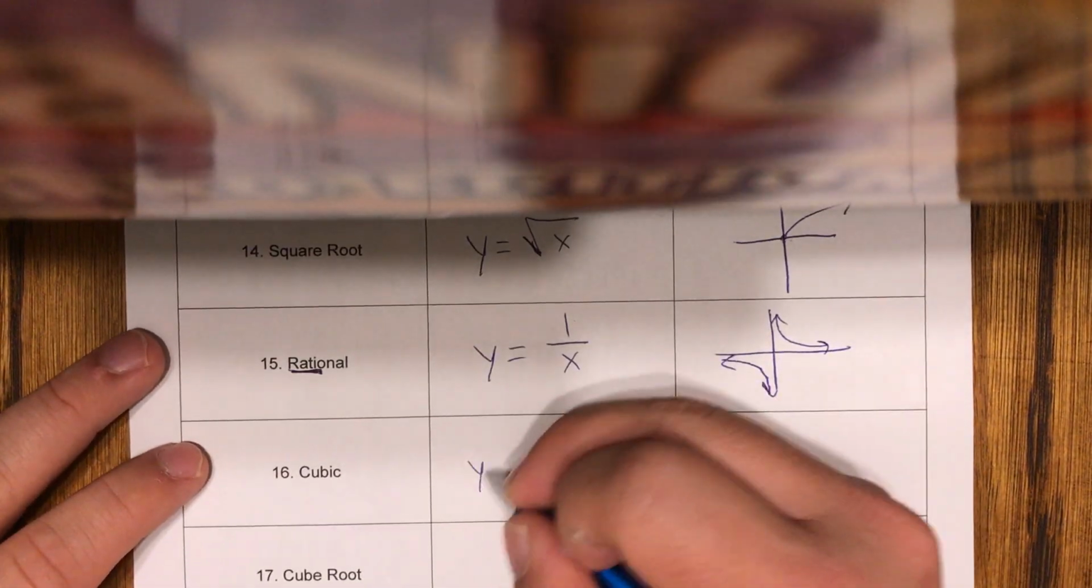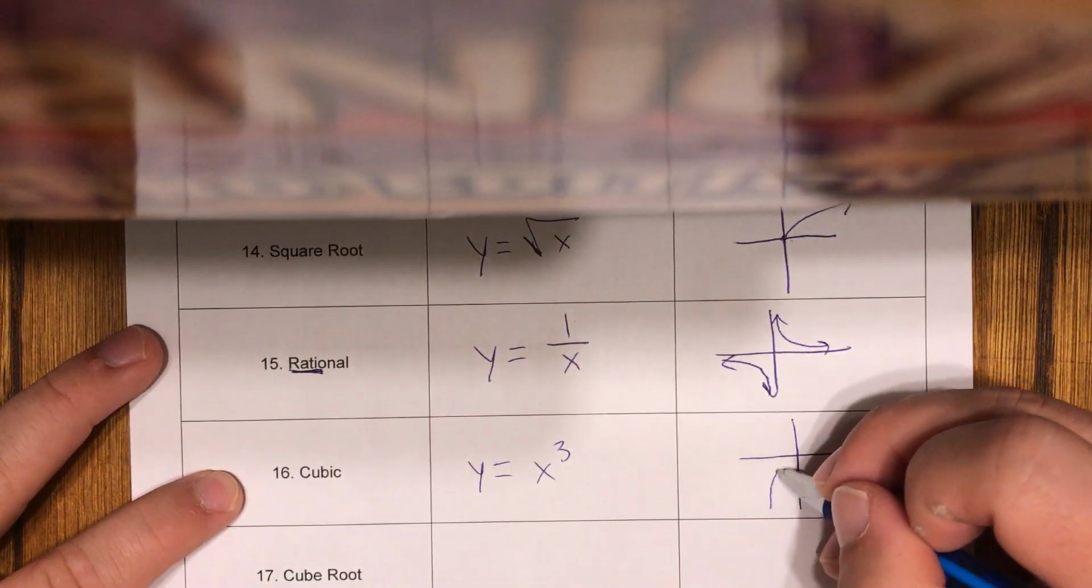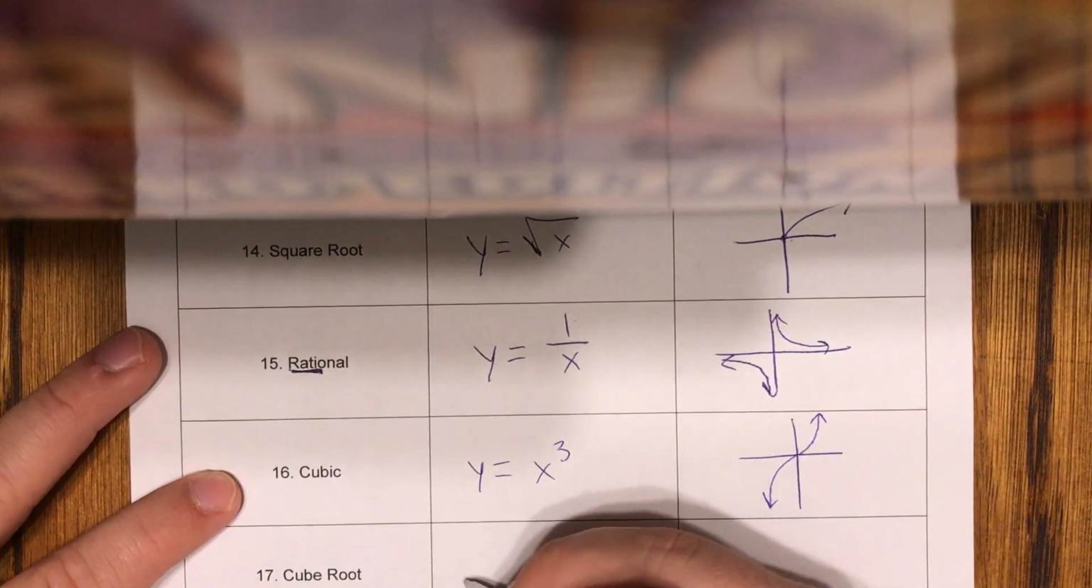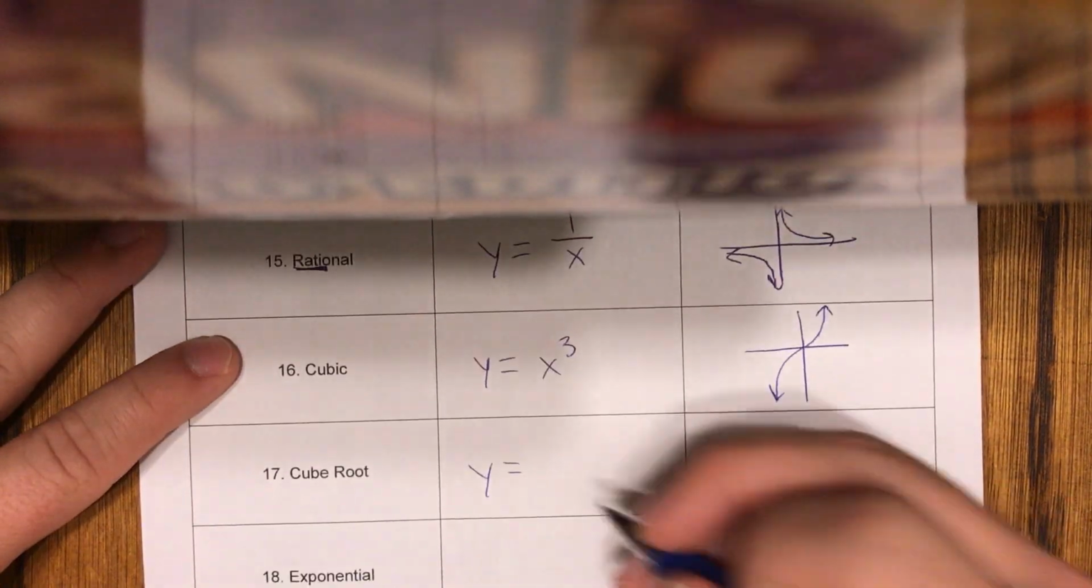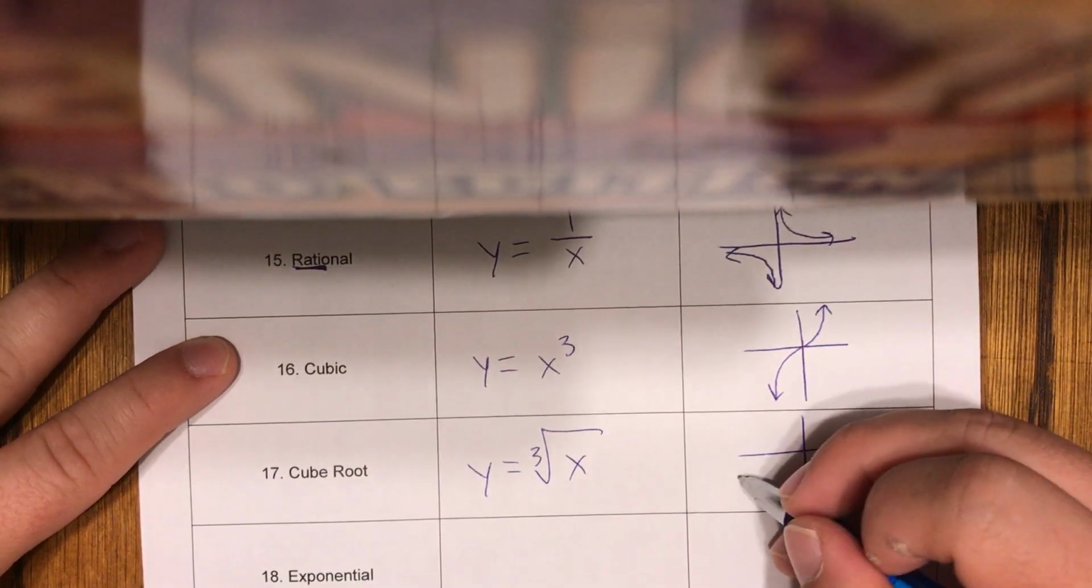The cubic, y equals x cubed. This is my vertical little snake looking thing. And so it's vertical, going up and down. The cube root is the opposite. And so the cube root of x, it's the same graph but horizontal.